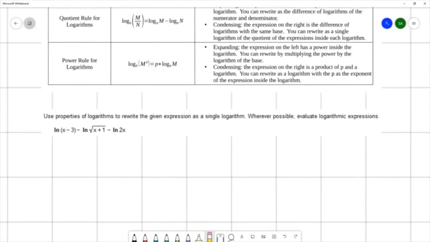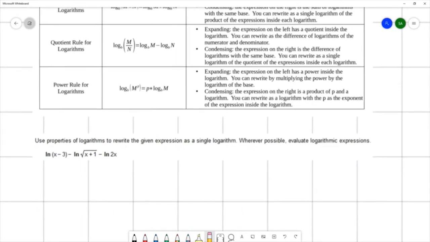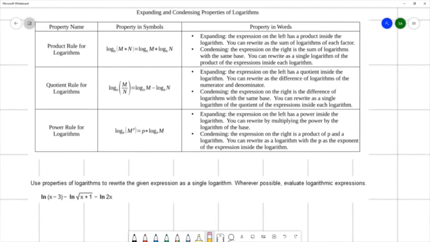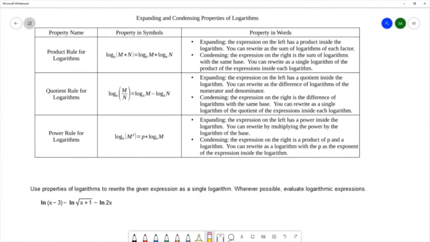So what I've done is I've written out some of the properties that we're going to use to simplify this logarithmic expression. The properties that we're going to use are the product rule for logarithms, the quotient rule for logarithms, and the power rule for logarithms. And in this example, we're trying to condense all of these logarithmic expressions into a single logarithm. That would be starting with what we have on the right and condensing to what we have on the left.